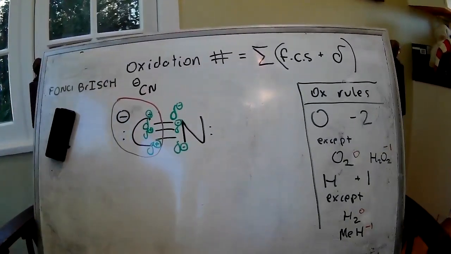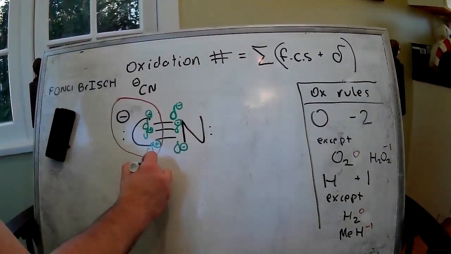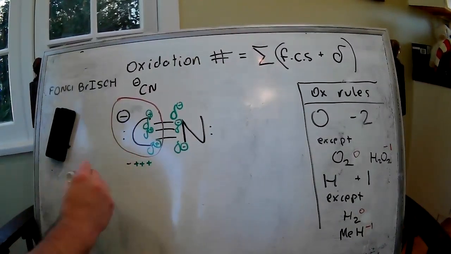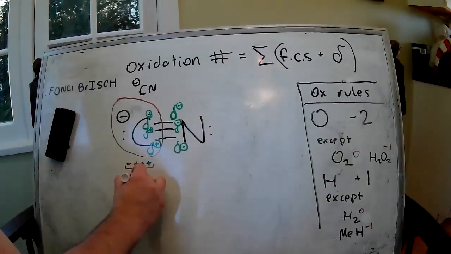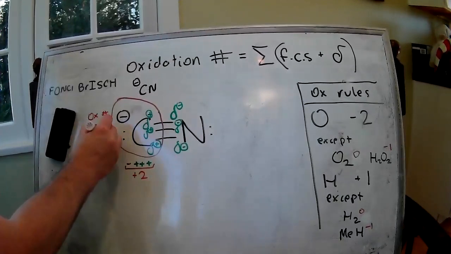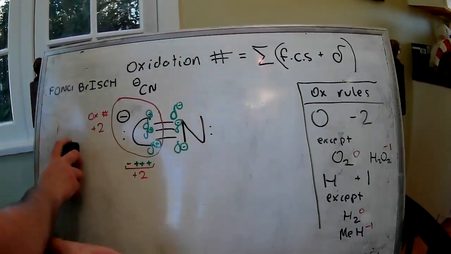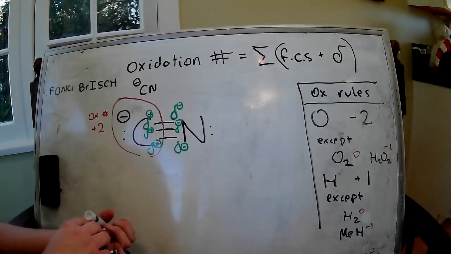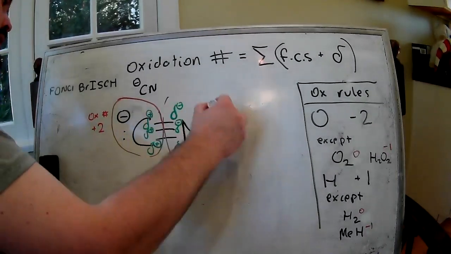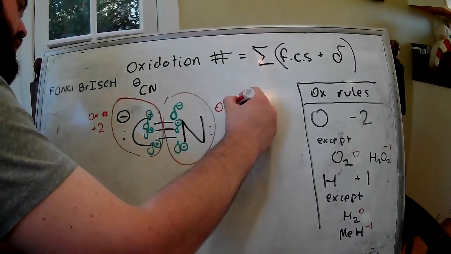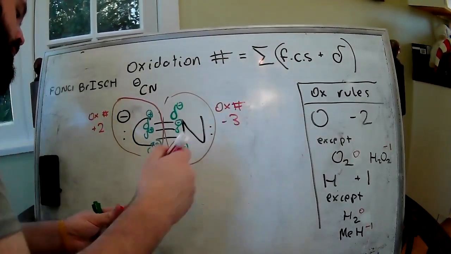And if we now count the number of partial and formal charges, we had 3 partial positives on carbon, and we had 1 formal charge negative, totaling +2. So the oxidation number of carbon in cyanide is +2. And now we can go ahead and do the same for nitrogen here. We can see that nitrogen is just going to have these 3 partial negatives. So the oxidation number is going to be -3.